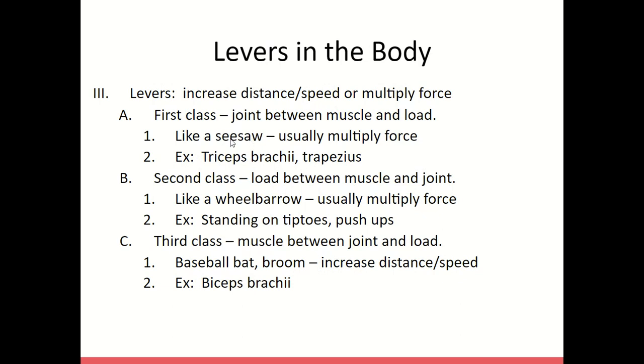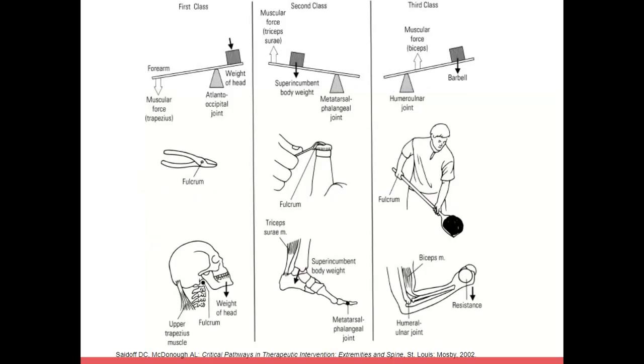So going back for a second, let's look at this. We say it's kind of like a seesaw. So we have a joint between the muscle and the load, like a seesaw. It's used to multiply force usually. Your triceps is another example of this. If you look at how your triceps is set up, it is on the back side of your elbow joint, and it pulls up to move your arm out and straight.